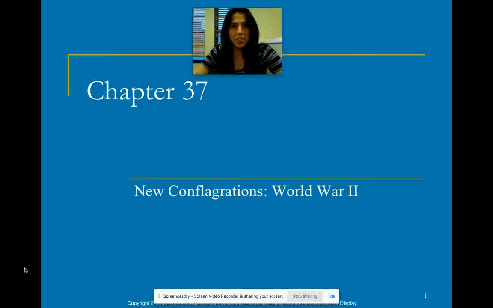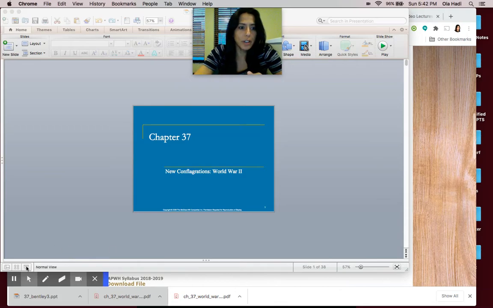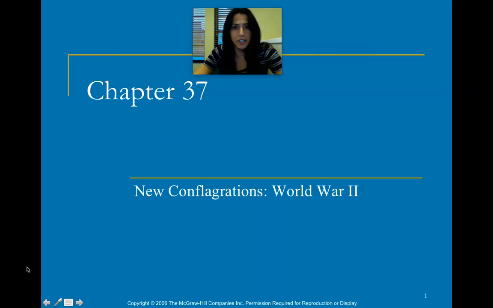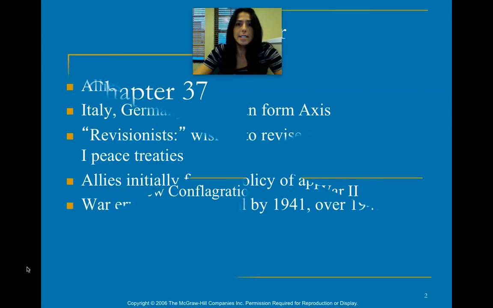I'm going to use the Traditions and Encounters textbook by Dr. Bentley to teach you the first 5 slides of the Chapter 37 PowerPoint. This is about World War II. New conflagrations means new fires, things that are burning down. It's going to start with a look at Japanese aggression in China, which you've already studied in the past, looking at the Mukden incident.